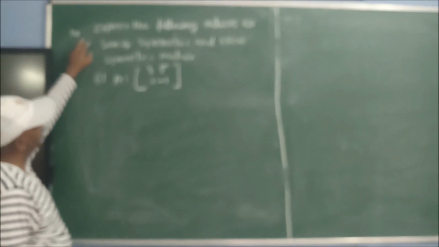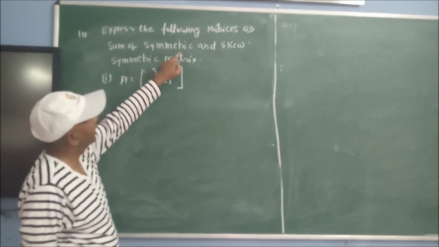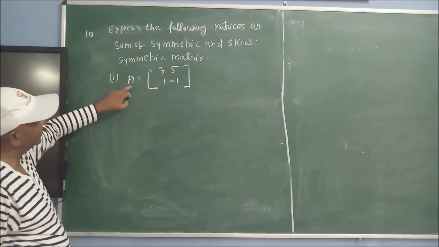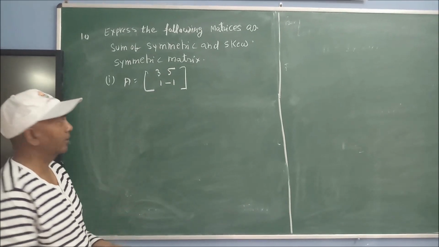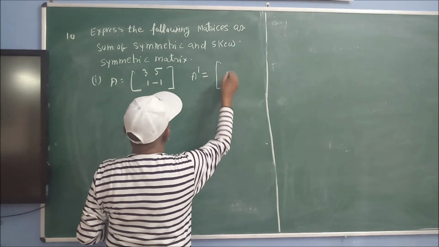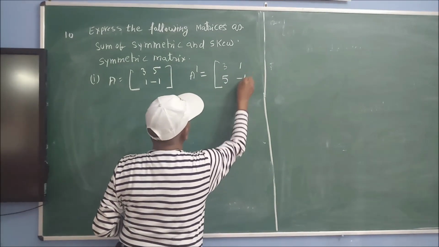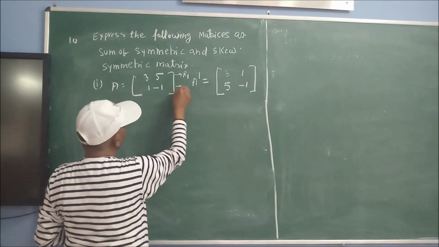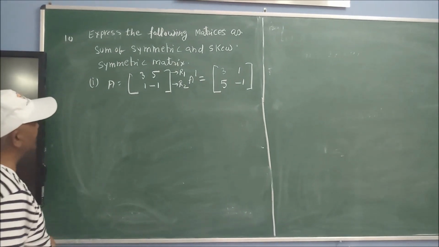Okay, come to question number 10. Express the following matrices as the sum of a symmetric and a skew symmetric matrix. Here in question number 10, the first question is A is a matrix with elements 3, 5, 1 and minus 1. So what is the value of A transpose? This will be equal to 3, 1, 5, minus 1. Here simply we have changed R1 into C1 and R2 into C2. So we will get A plus A dash.